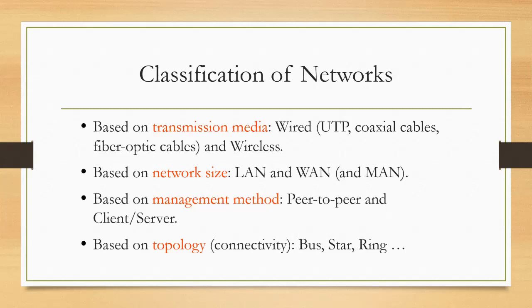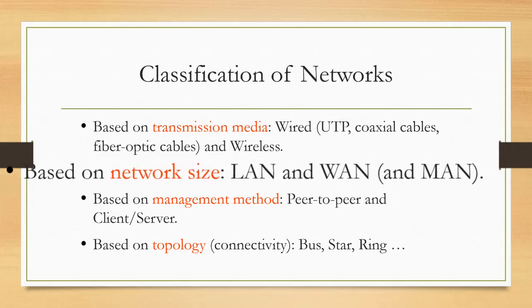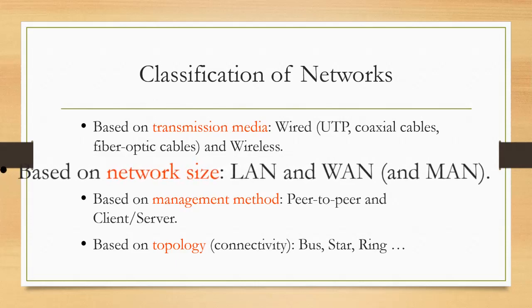The third criterion that can be considered is the management method: whether the workstations are communicating on a peer-to-peer basis or there is a client-server configuration. And then finally, the classification can be done based on the topology of the network. That means physically how the stations are connected to one another. This topology part we are going to study in the next session. Now, we will concentrate on this point, classification of networks based on network size.